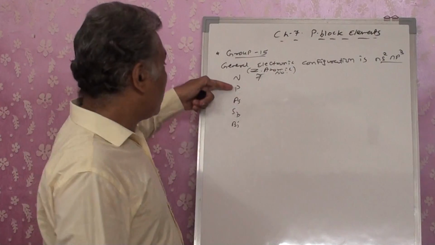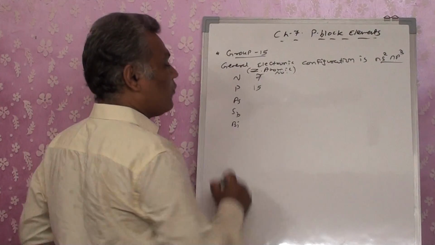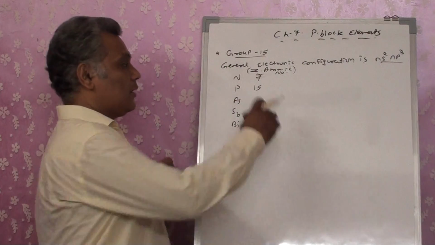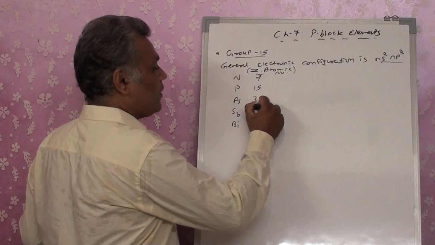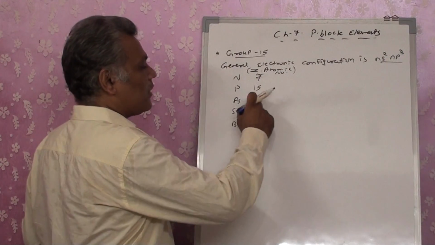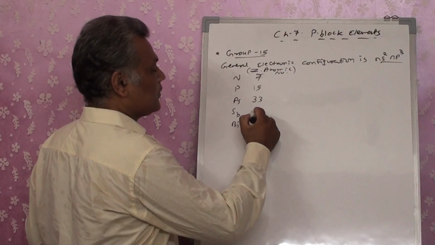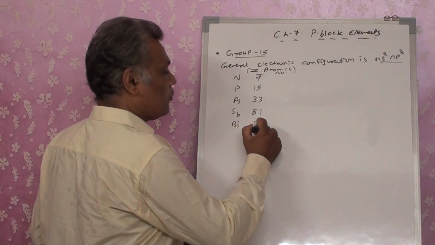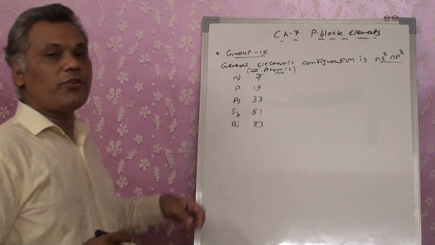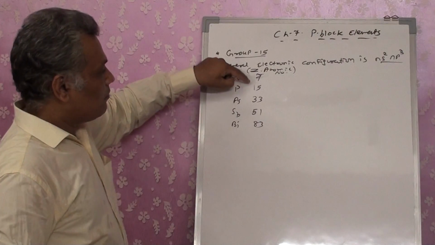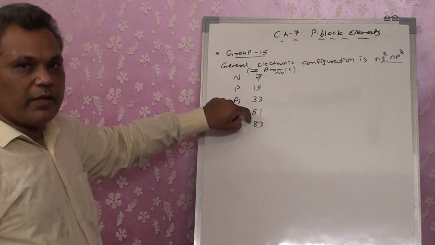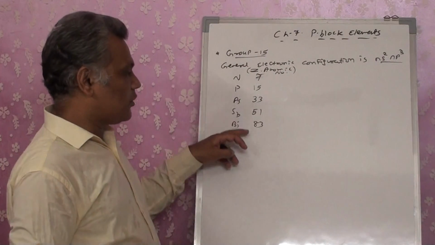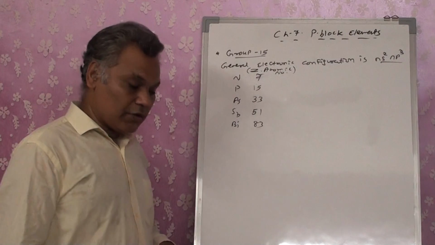7 plus 8, you will get 15. Then you get the fourth period, that means 18 elements. 18 plus 15 will be 33. 33 plus 18 means you will get 51. And 51 plus 32, you will get element number 83. So that means 7 plus 8 is 15, plus 18 is 33, plus 18 is 51, plus 32 is 83. Those are the group elements.